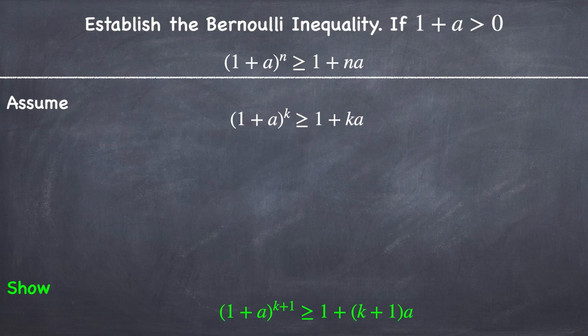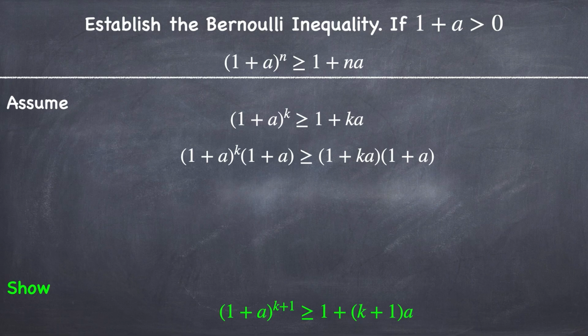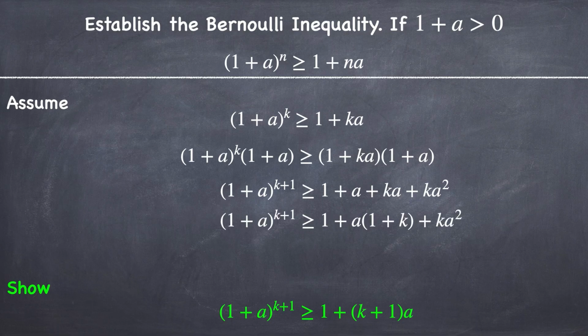And a technique we've seen before is let's start on the left-hand side and make the left-hand side exactly what we want. So here, if we multiply by 1 + a, our left-hand side will become (1 + a)^(k+1). On the right-hand side, we can FOIL out, and then we can rearrange some terms here just because I'm trying to get this to look like the right-hand side of green. When I rearrange terms, I see I have this extra ka² term. So I almost have what I want, but what am I going to do with this ka²?